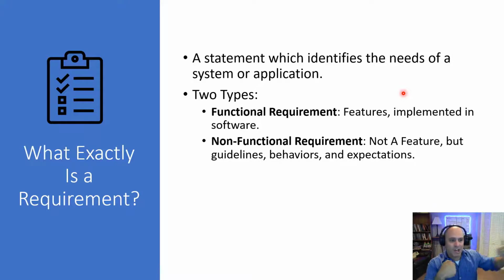So if we go back to car, a functional requirement is all-wheel drive. Or maybe another functional requirement might be it seats 4. A non-functional requirement is not a feature, but they're guidelines, behaviors, and expectations. And a non-functional requirement might be that you're going to commute to and from work with this car.